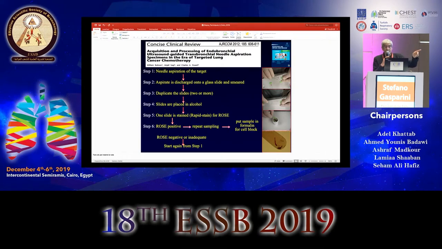We try to repeat the sample. We change the position of the needle. We change the target. Remember, no patient must leave your service without a diagnosis. Otherwise, you and the patient have lost money and time.